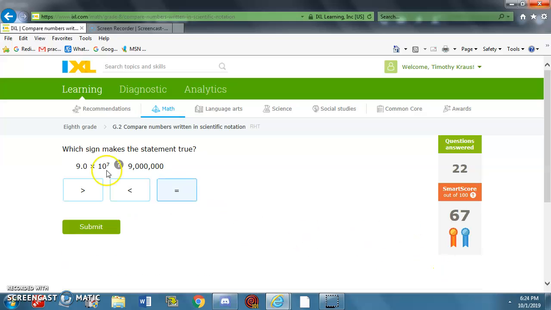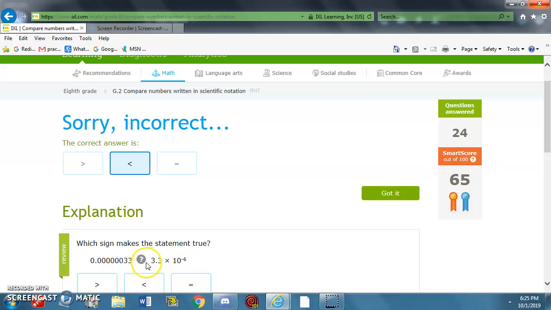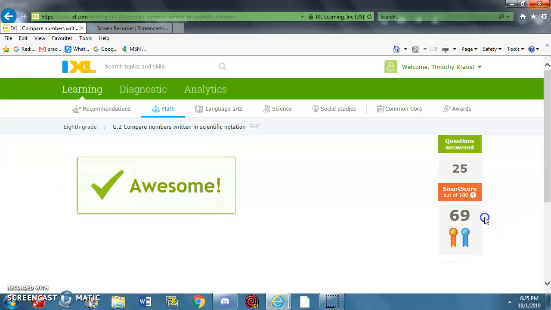I am going down in smart score. 1, 2, 3, 4, 5, 6, 7. I'm gonna have to stop soon. 1, 2, 3, 4, 5, 6 are the same. They are the same! What do you mean? 1, 2, 3, 4, 5, 6. I don't get it. This is why I hate IXL. Everything on it just doesn't make sense.